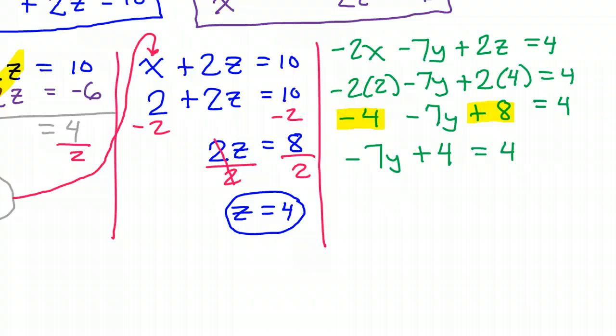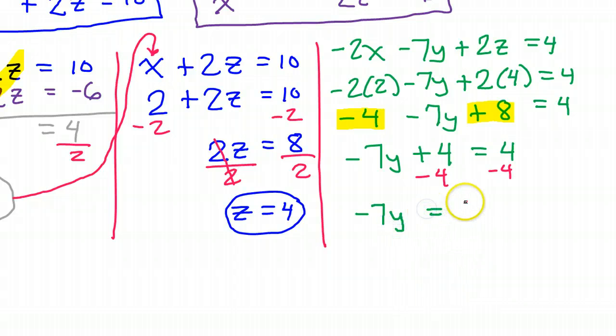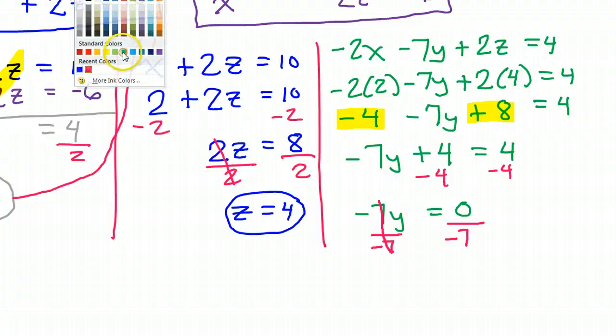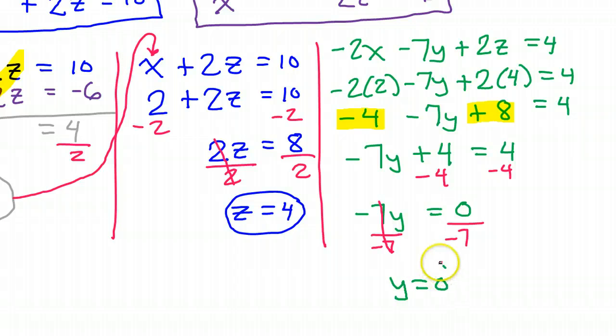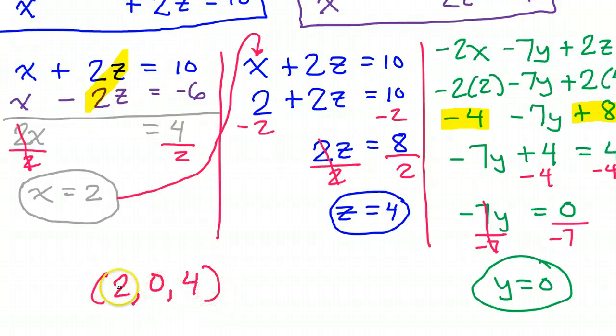Subtracting 4 from both sides, that's going to give me negative 7y is equal to 0, which there's nothing wrong with that. And finally, if I divide everything by negative 7, well 0 divided by anything is 0, so I will have y equals 0. So at this point you can see I have found all 3 variables. So if I wanted to, I could make a nice ordered pair, ordered triple, I'm sorry, in the form x, comma, y, comma, z. Alright, 2, 0, and 4.